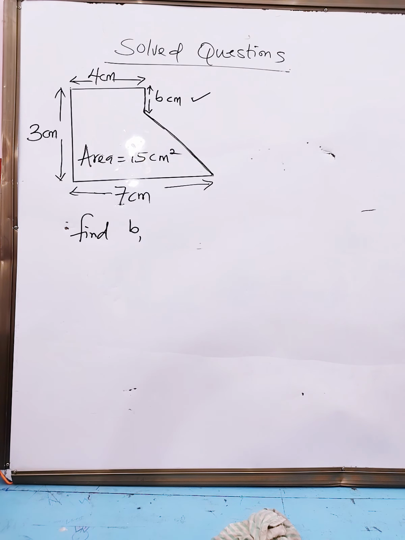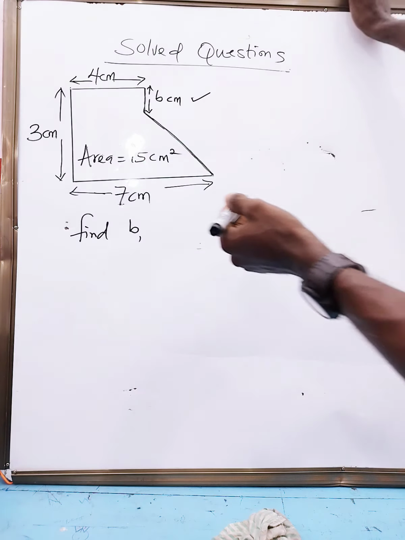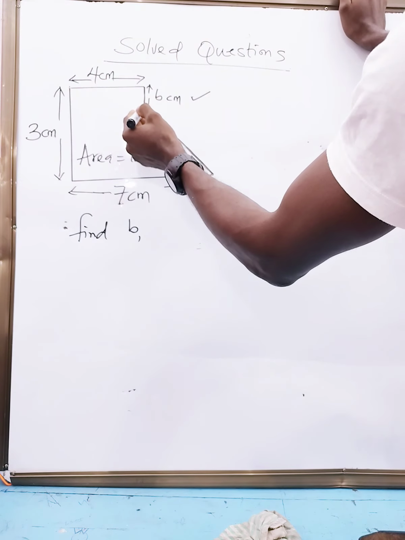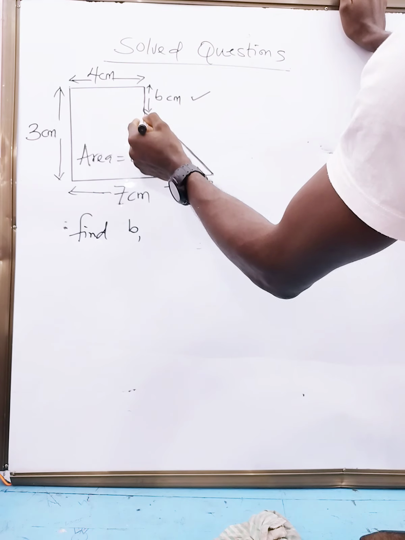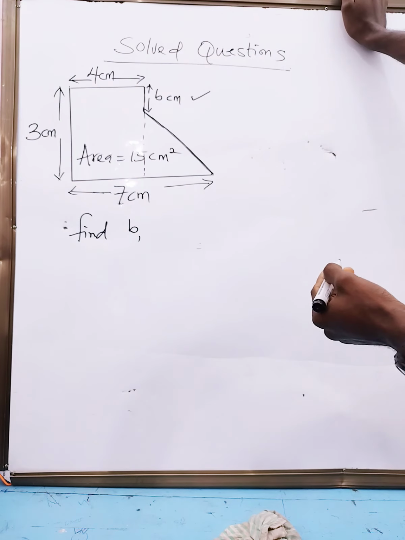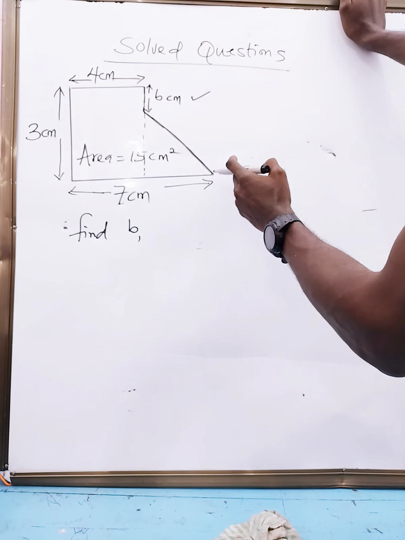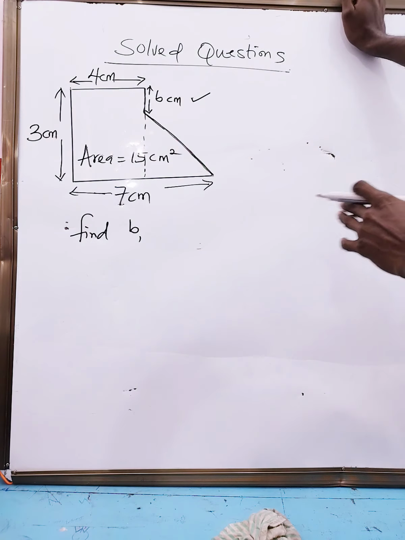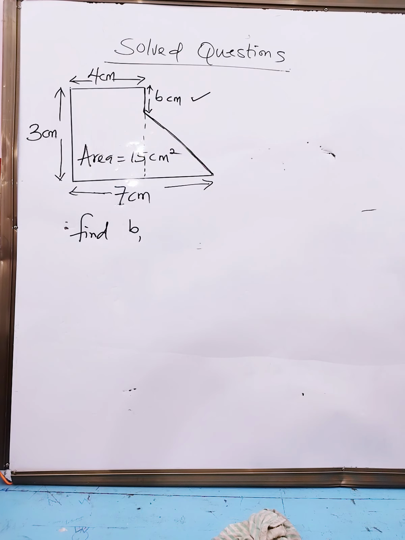From what we have on board, if you watch carefully, you observe that this shape is not regular. You also notice that you have a combination of two shapes, a rectangle and a triangle. The triangle is cut from here, so here is a triangle and here is a rectangle. We are going to solve them differently, then add them together. Let's proceed.